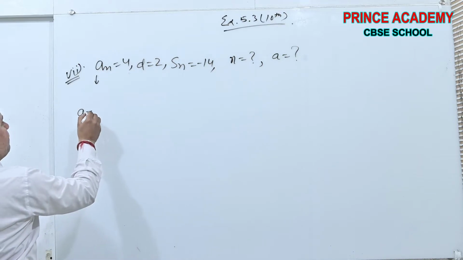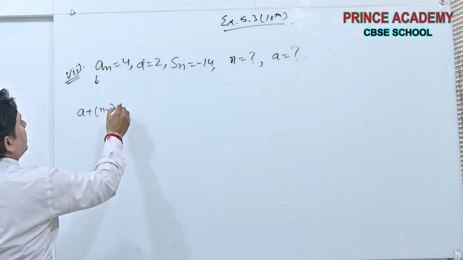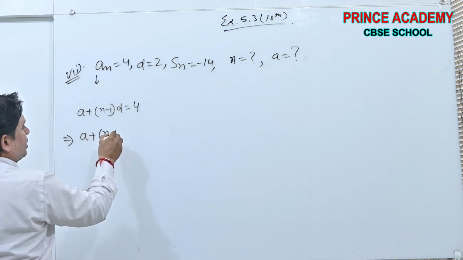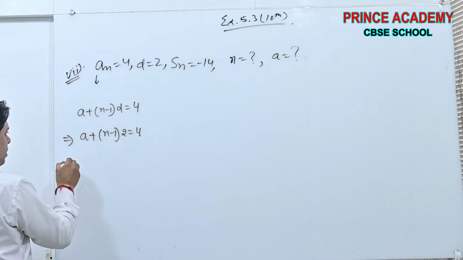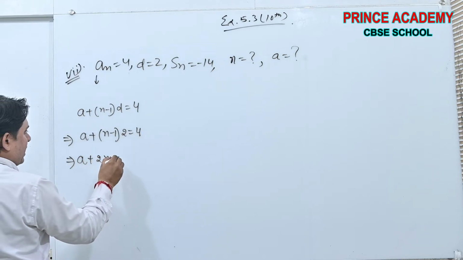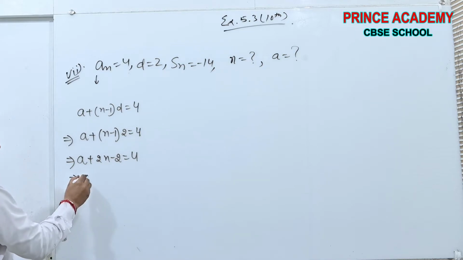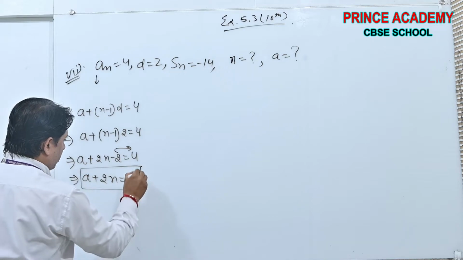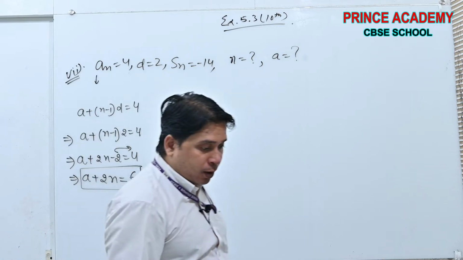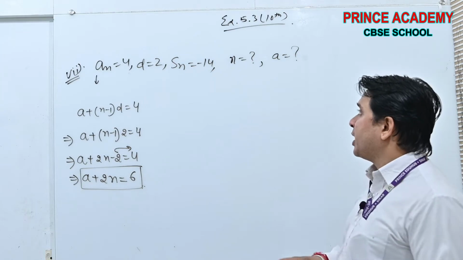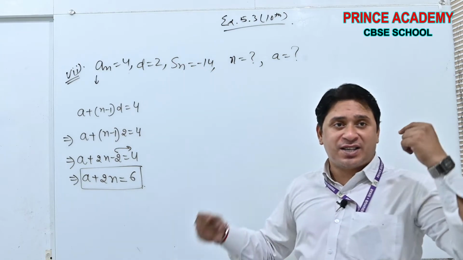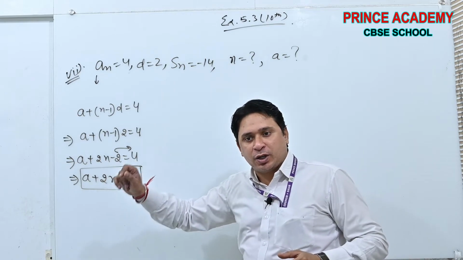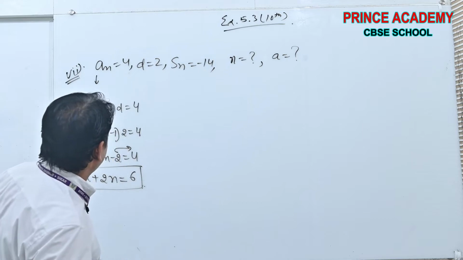Can I write A plus n minus 1 into d is 4? A plus n minus 1 into 2 is 4. A plus 2n minus 2 is 4. A plus 2n is equal to 6, shifting toward this side, yes or no? An equation is formed, yes or no? See, beta, An was given as 4, we used the general term formula, and then found an equation. Now the second condition.